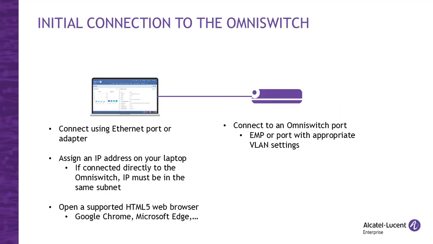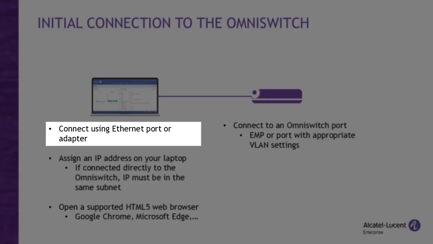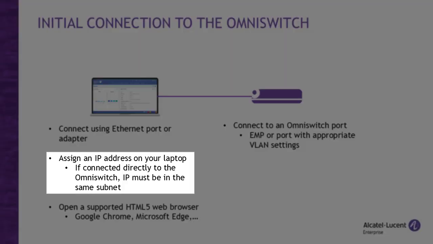Once all parameters are configured correctly, then the user can connect to the OmniSwitch through the Ethernet port. On the user laptop, connect an Ethernet cable using an Ethernet port or through an adapter. Assign an IP address on your laptop.